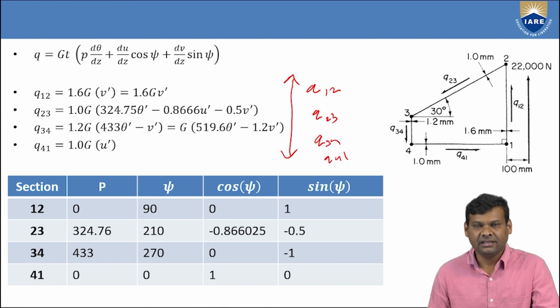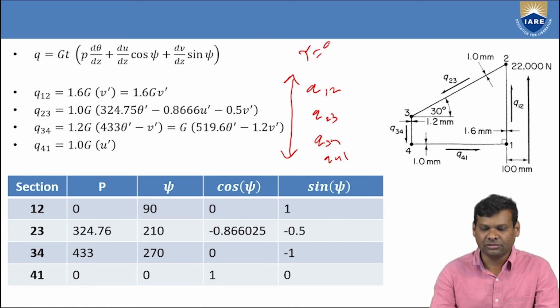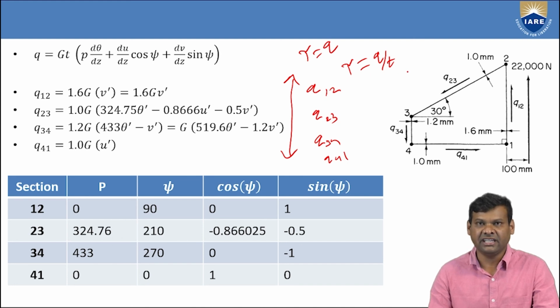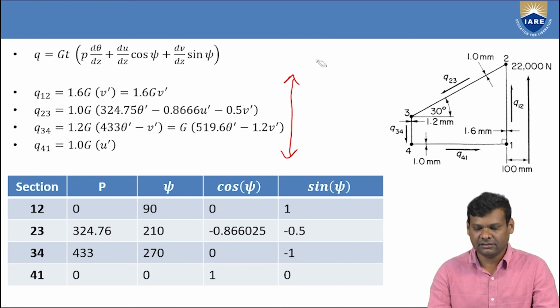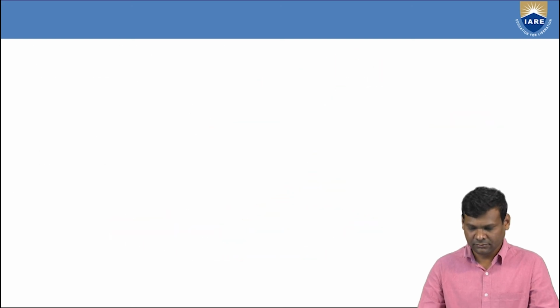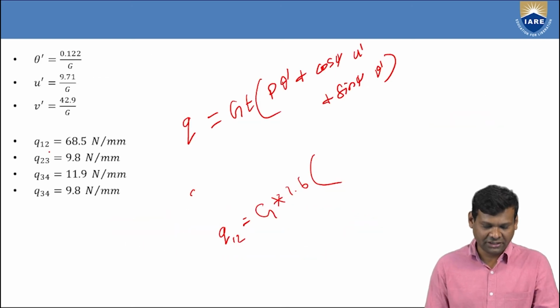And the relation between tau and q is tau is equal to q by t. When we divide this shear flow by the thickness, we get the shear stress within an element. And already we got Q12 and Q23 and Q34 as follows. When you divide it with thickness, you get this tau 12, tau 23. That is the shear stress which is existing within an element.